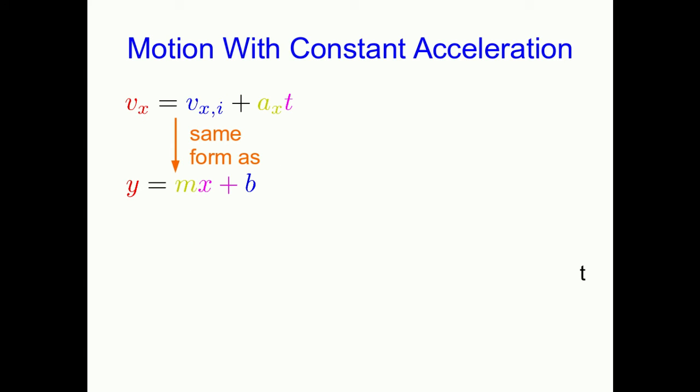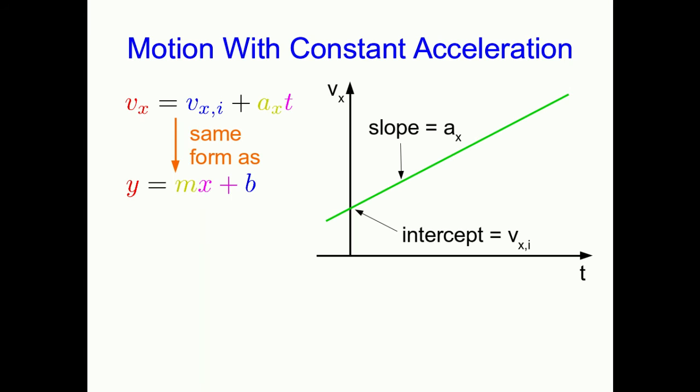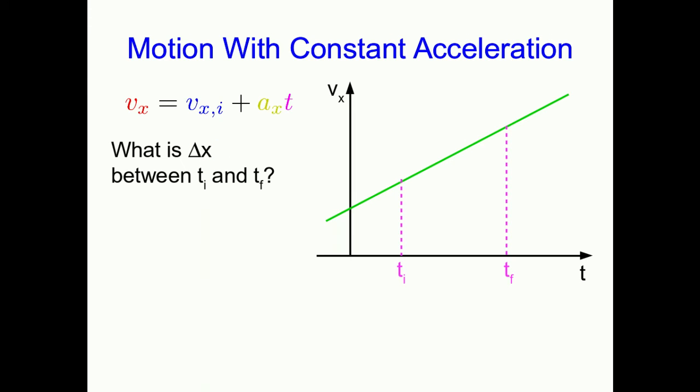Well, again, we've got ourselves an equation that's in the same form as the regular equation for a straight line. So this is telling us something we already knew, which is that the v_x versus t graph for constant acceleration must be a straight line. But moreover, we can see how we can just read the intercept off of it, and we already knew the slope had to be the acceleration.